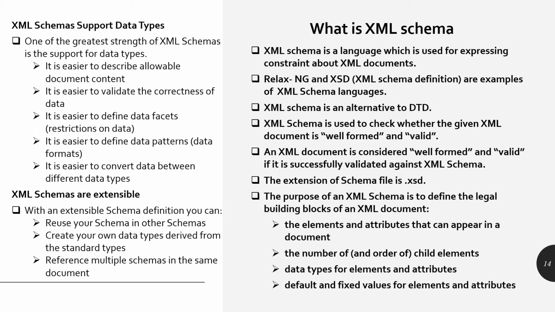Also, XML schema supports data types. It is easier to describe allowable document content. It's easy to validate the correctness of data. So it is easy to define restrictions on data, and different data formats we can define. It is easy to convert data between different data types.